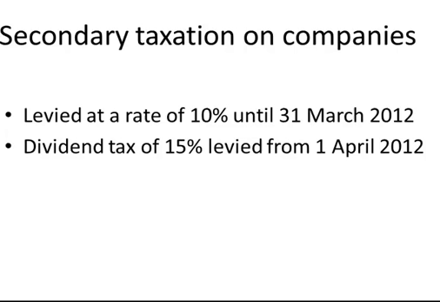Secondary taxation on companies is levied at a rate of 10% until the end of March 2012, after which we have a dividend tax of 15%, which is levied from the 1st of April 2012. However, we have a slight shift in administration, if you would like to call it that. Under secondary taxation on companies, until the end of March, the company was liable for the tax being paid.